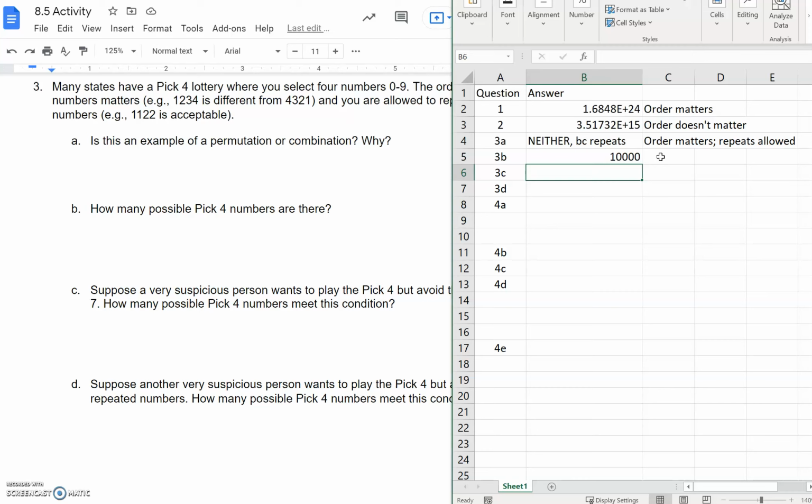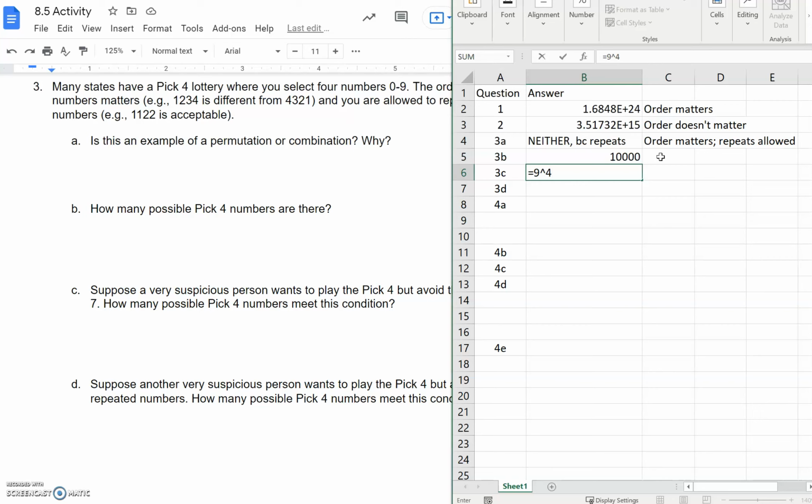In part C, we have a suspicious person who, for some reason, doesn't like the number 7. Well, it doesn't really change a whole lot. From the digits 0 through 9, we're going to take out the number 7. So instead of 10 choices, we now have 9 choices for each digit. Repeats are still allowed.